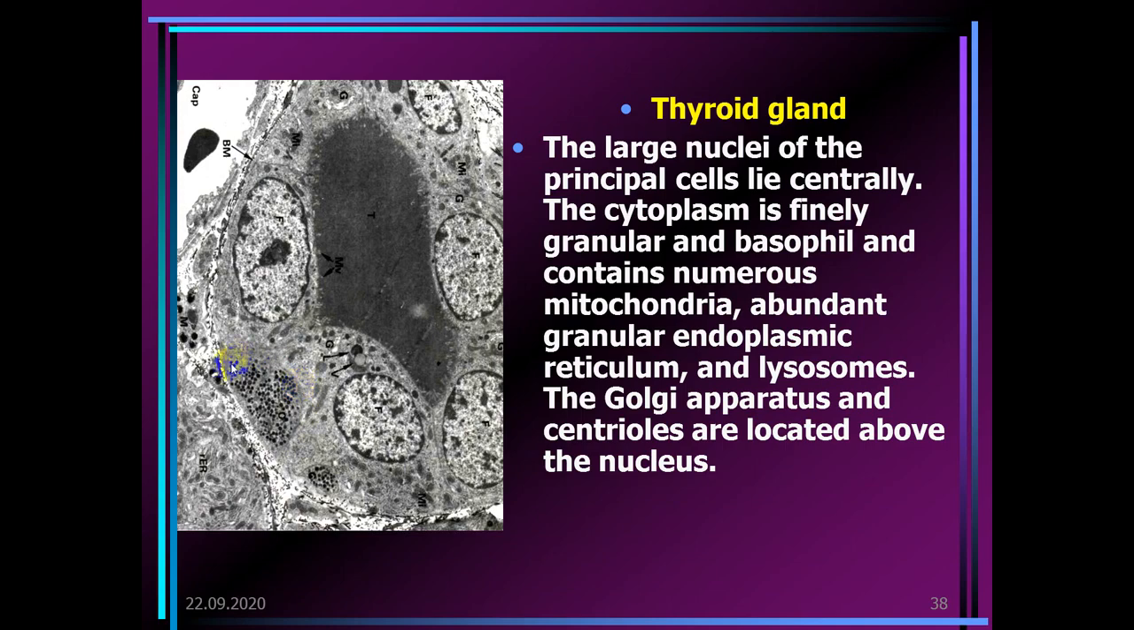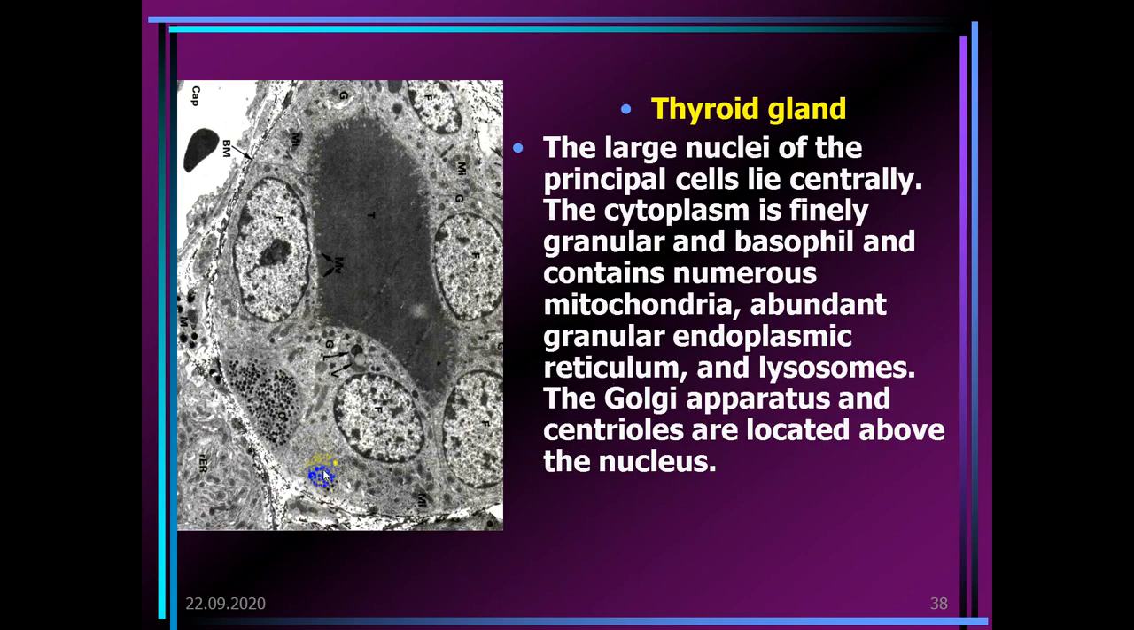These are C cells, which develop from ultimobranchial bodies. These cells have granules, and you can see these granules very well; they are absent in the cytoplasm of thyrocytes. In the center of the follicle is homogeneous colloid. In normal condition, this colloid is homogeneous.